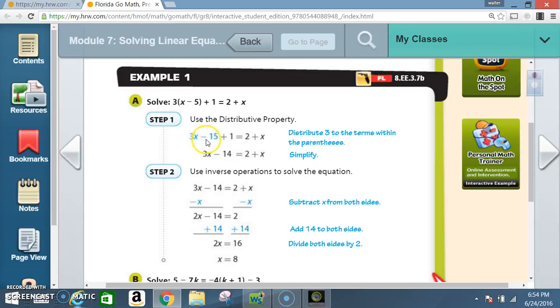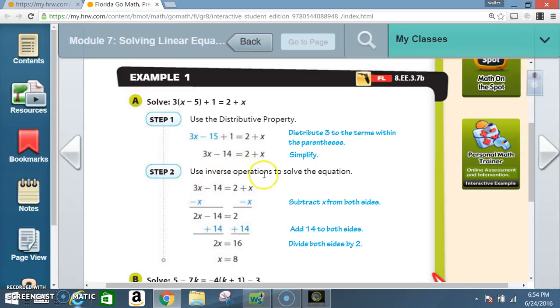Now we got a negative 15 plus 1. A negative 15 plus a positive 1 will end up being a negative 14. Over here, the 2 and the x are different, so we can't do anything to them, so we bring them down. 2 comes down, x comes down. So now we have 3x minus 14 is equal to 2 plus x. So right now, we are solving an equation with variables on both sides. 3x is on the left-hand side, x is on the right-hand side.